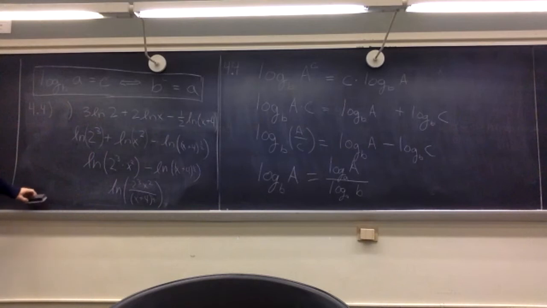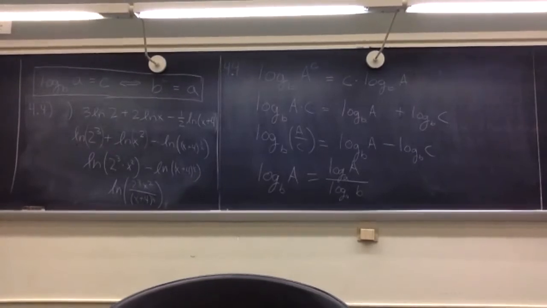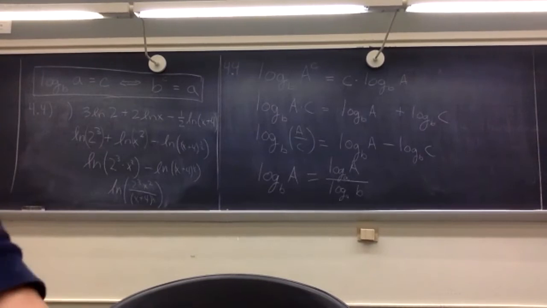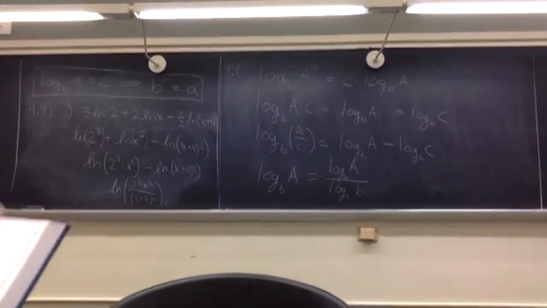Questions on these rules so far? Pretty straightforward. Last one I have from this section, and we're doing good on time, is 65. Use the change of base formula to evaluate it. Round it to 6 decimal places.